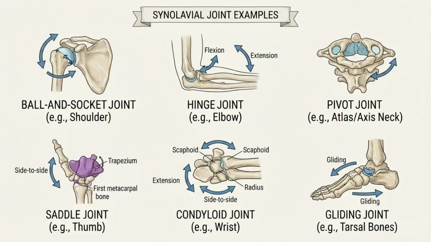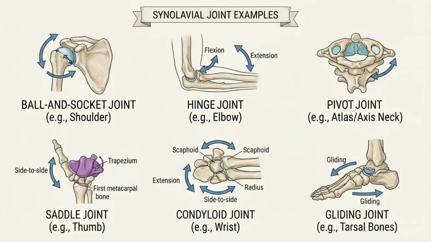A saddle joint has articular surfaces that are concave in one direction and convex in another. The classic example is the first carpometacarpal joint of the thumb. This unique shape allows a wide range of thumb movements. It is particularly important for opposition, which allows the thumb to move across the palm and interact with the fingers.